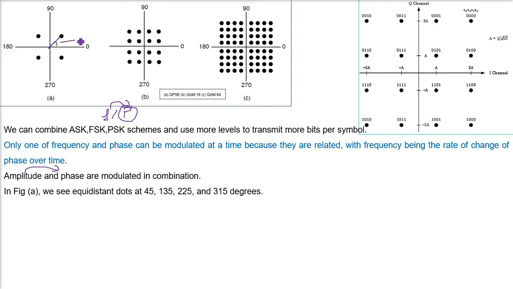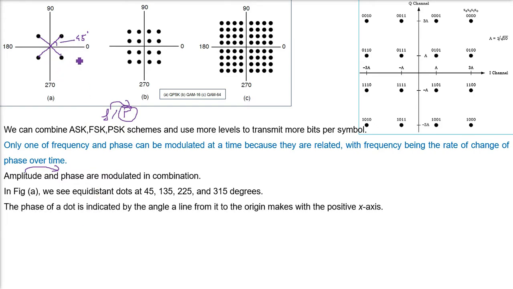This is 45 degree. What is the angle of this second one in the second quadrant? It's 135 degree. In the third quadrant, 225 degree. Fourth quadrant, 315 degree. So now we can represent four symbols. So that symbol can be 2 bits because 2 to the power 2 is 4.